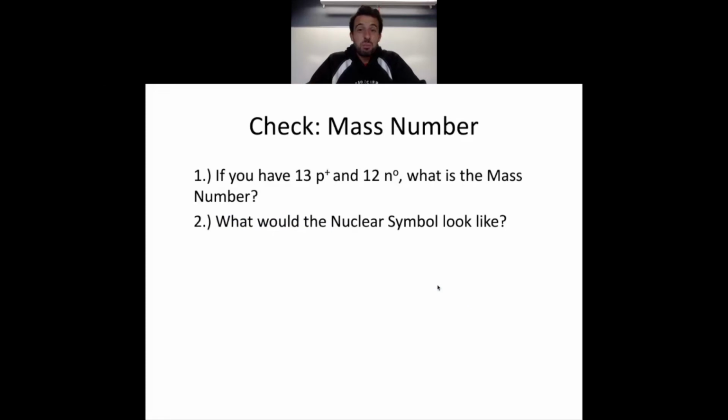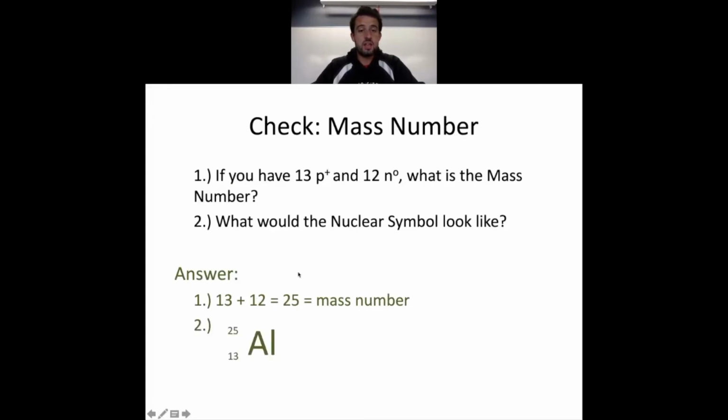Okay, here's a great example of finding this out. If you have 13 protons and 12 neutrons, what's your mass number? And what would your nuclear symbol look like? So use everything you know about protons, everything you know about neutrons to put this all together. Here we go. The mass number would be 25 because 13 plus 12 is 25, so you're adding them. And then 25 goes on top, where your mass number does. 13, the number of protons, goes down on bottom.